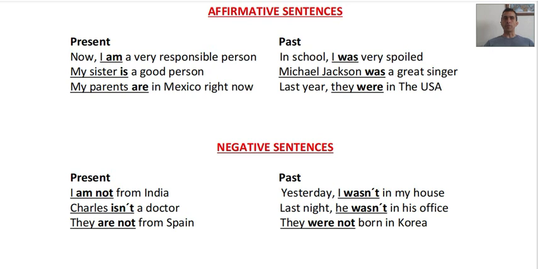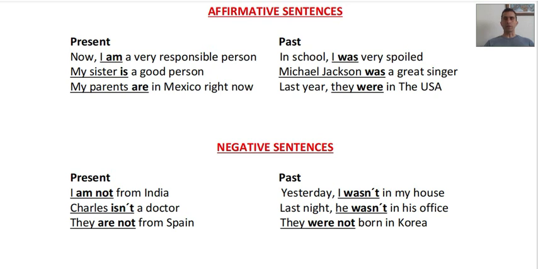For example, for present we have I am not from India. Or in past, yesterday I wasn't in my house. Ayer no estaba en mi casa o no estuve en mi casa. Charles isn't a doctor. Present. In past, last night he wasn't in his office. Anoche él no estuvo en su oficina. They are not from Spain. Ellos no son de España. They were not born in Korea. Ellos no nacieron en Corea.